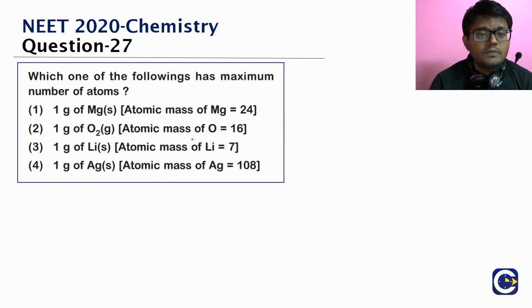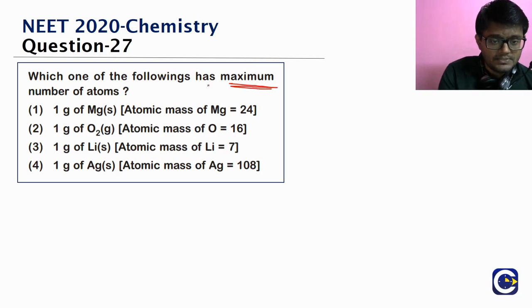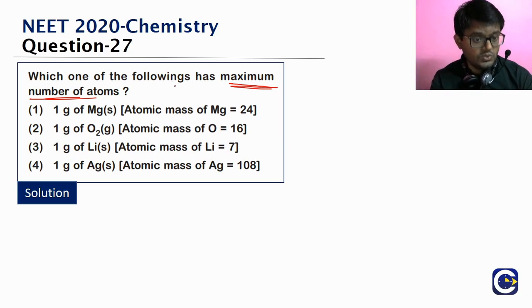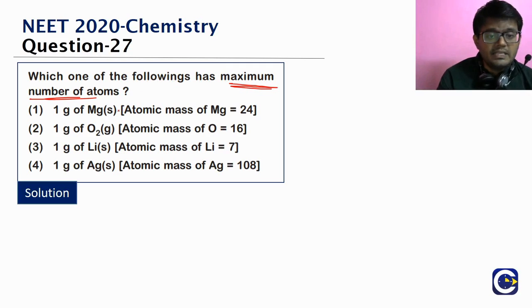Next, we have a question based on the basic concepts of chemistry, the mole concept. Which one of the following has the maximum number of atoms? When they give a question like this, we have to be careful. They are asking which substance has the maximum number of atoms. So look at it. 1 gram of magnesium. What is the atomic mass of magnesium?